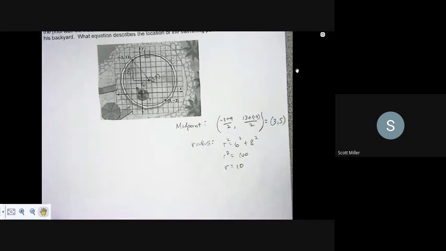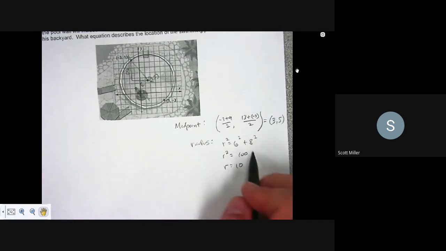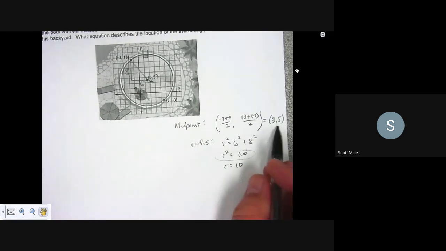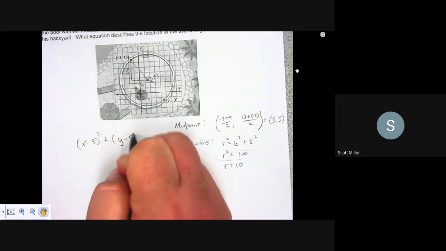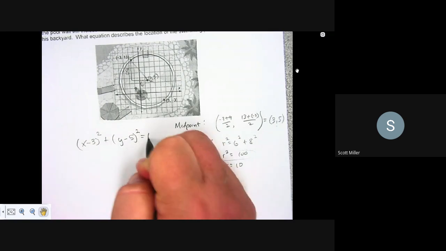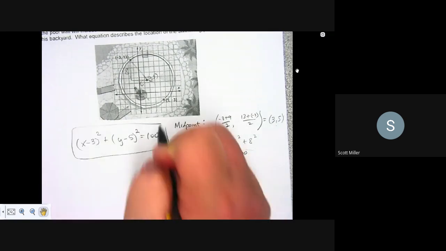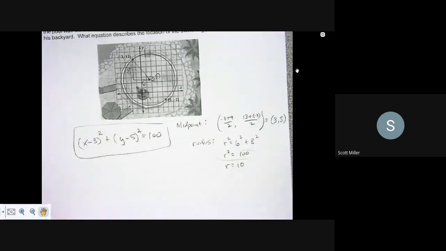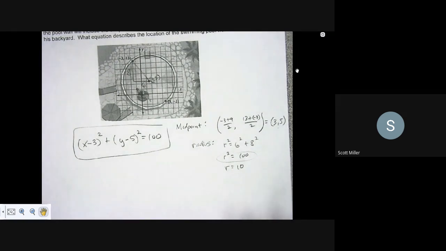Okay? But this is the number I'm going to need right here, the r squared. So there's my center. So my equation is going to be x minus 3 squared plus y minus 5 squared equals r squared. And that is the equation of the circle. Okay, so that ends this lesson, and we'll do some problems together in class. And here you go.